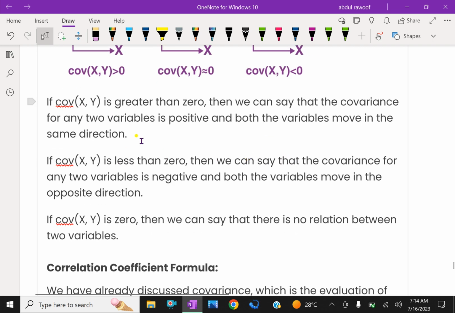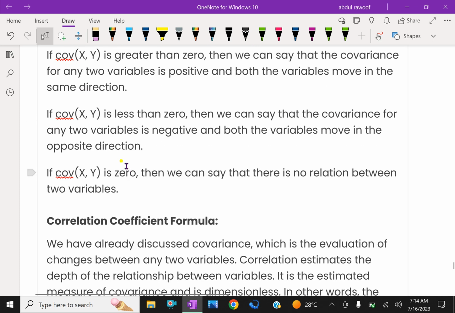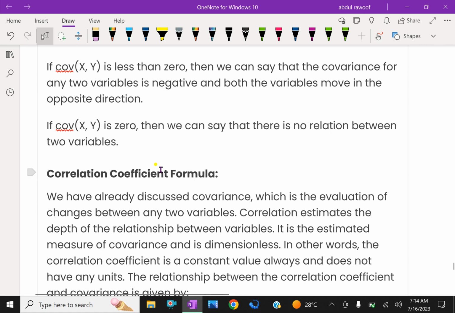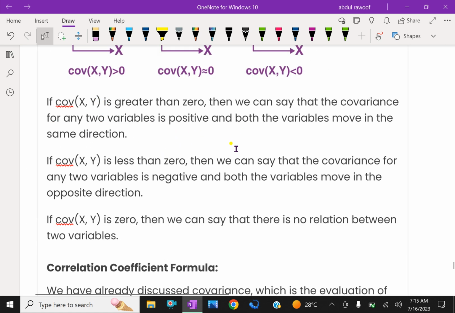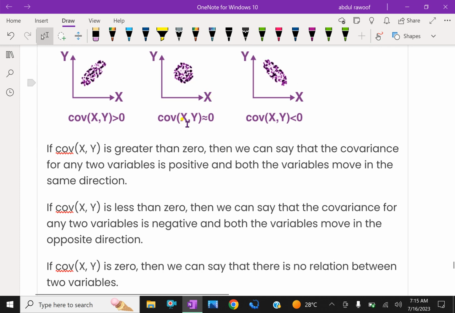If covariance of x comma y is greater than 0, then we can say that the covariance for the two variables is positive and both the variables move in the same direction. If covariance of x comma y is less than 0, then the covariance of the two variables is negative and both the variables move in the opposite direction. If covariance of x and y is 0, then we can say that there is no relationship between the two variables.